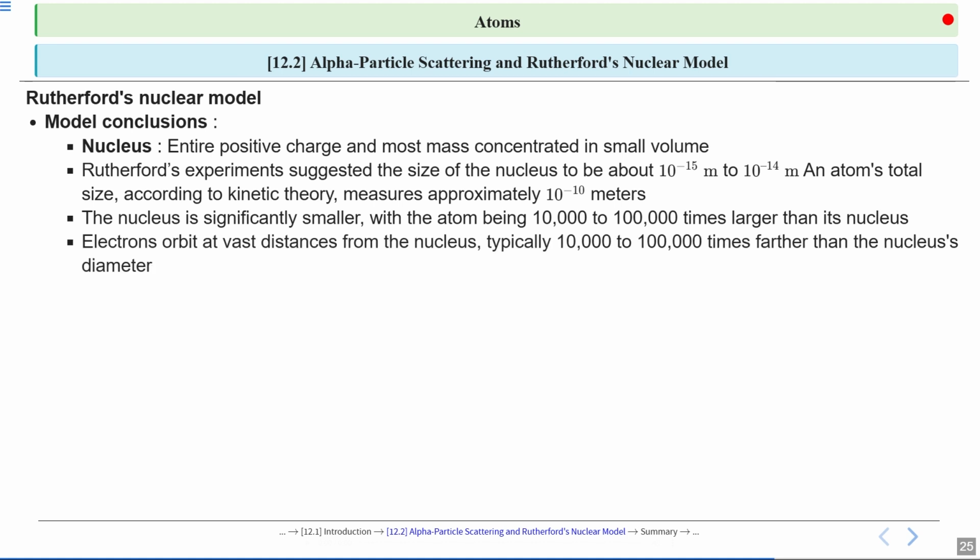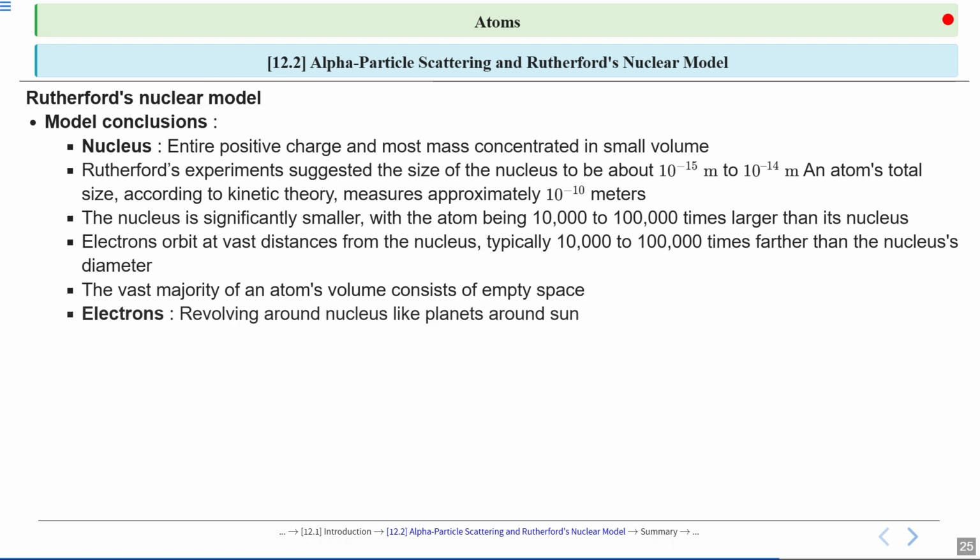Electrons move around the nucleus at distances that are 10,000 to 1 lakh times greater than the diameter of the nucleus. You can imagine the nucleus as a tiny dot in the center of a large stadium with the electrons moving far away from it. This helps us understand why atoms are mostly empty space. Because the electrons are so far from the nucleus, the vast majority of an atom's volume is just empty. This explains why atoms can be compressed and why most of the mass is concentrated in the nucleus.